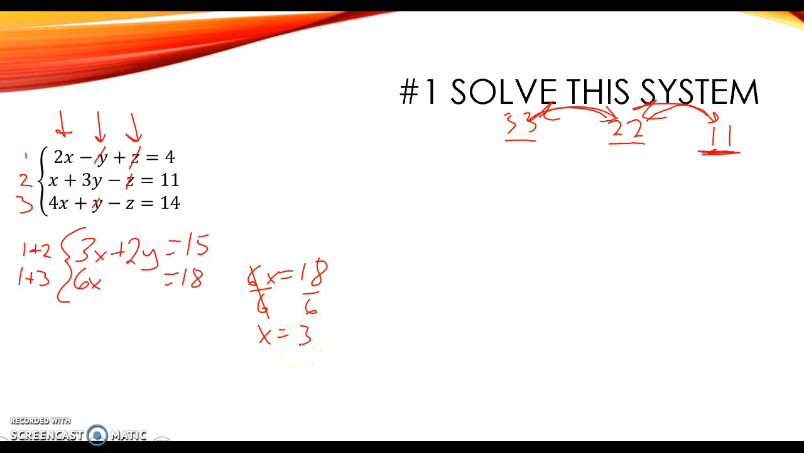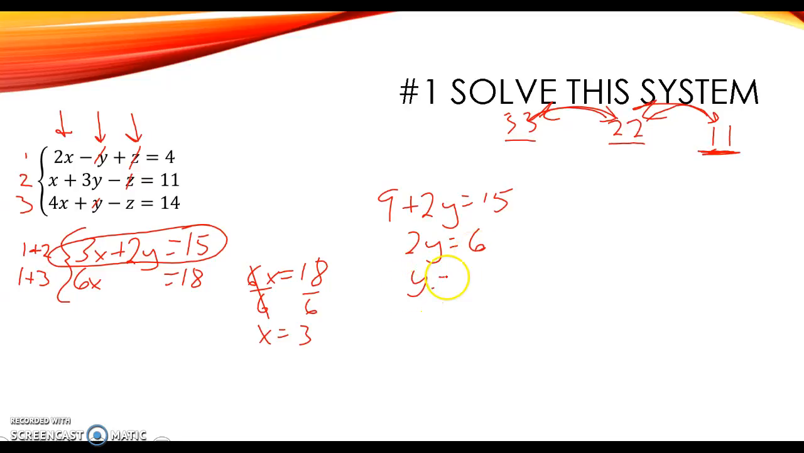Then I can plug 3 back into this equation here to figure out what y is. I know that 3 times x, well, 3 times 3 is 9, plus 2y is equal to 15. If I subtract 9 from both sides, I'll have 2y is equal to 6. And if I divide both sides by 2, then y is equal to 3.